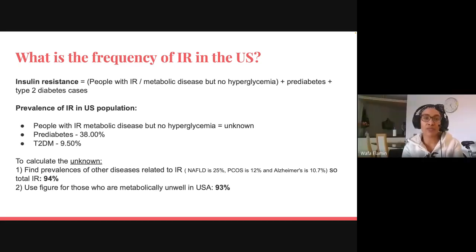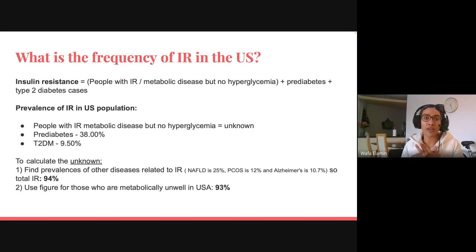So when looking at the frequency of insulin resistance in the US, this caused some thinking. We created a formula where insulin resistance is the number of people who have IR or metabolic disease but no confirmed hyperglycemia, plus people who are pre-diabetic, plus cases of diabetes. That helped us know what direction we're heading.